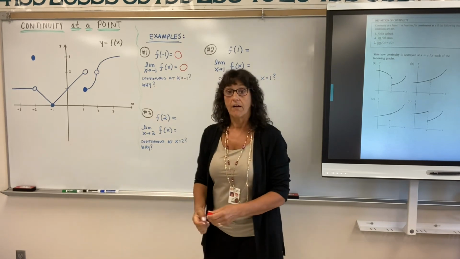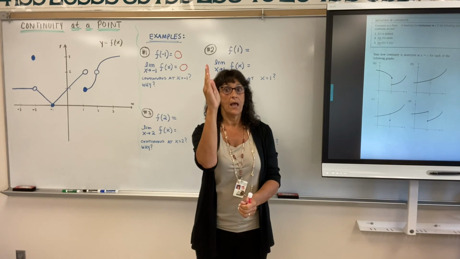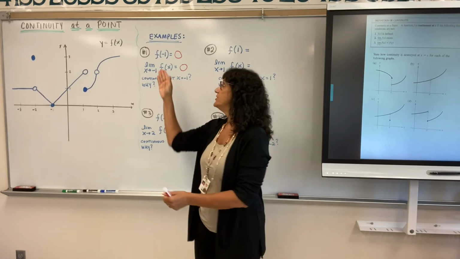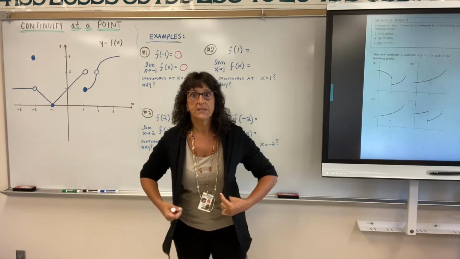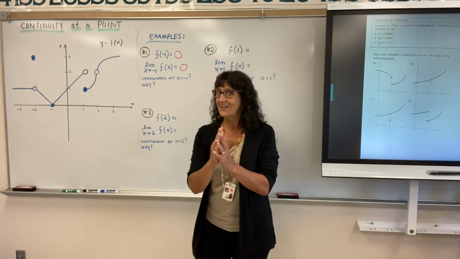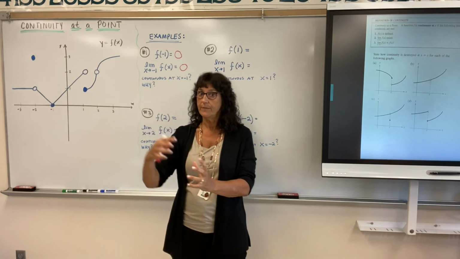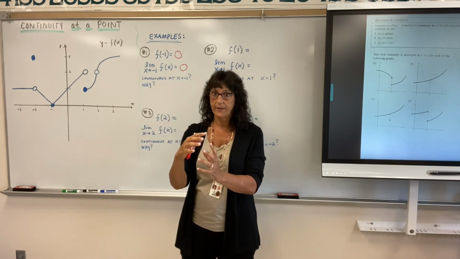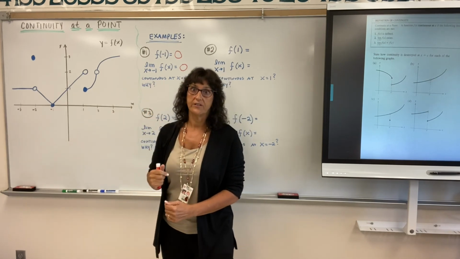Remember how this works. With function values, we want to know what's happening at that number. They tell you the x, you tell them the y at that number. But with limits, you never have to get to that number. It's about what's happening as you approach from the left and the right. With limits, if you're going to the same place, you have a limit. If left and right are not going to the same place, then it does not exist.